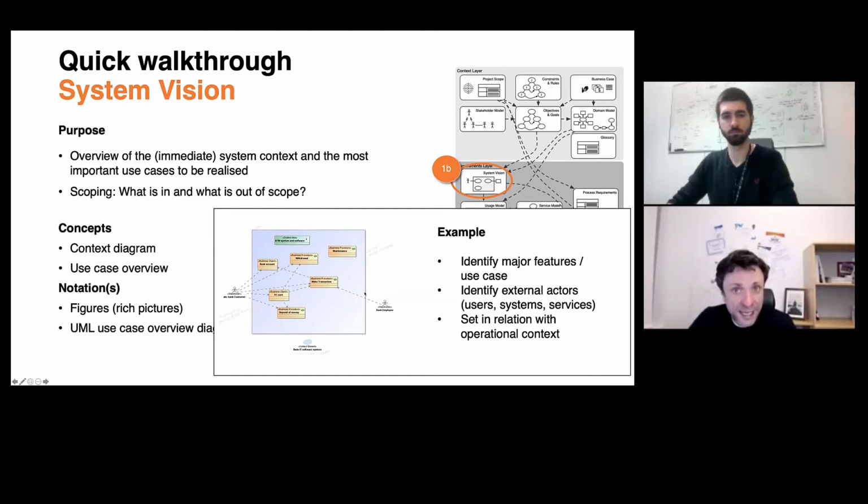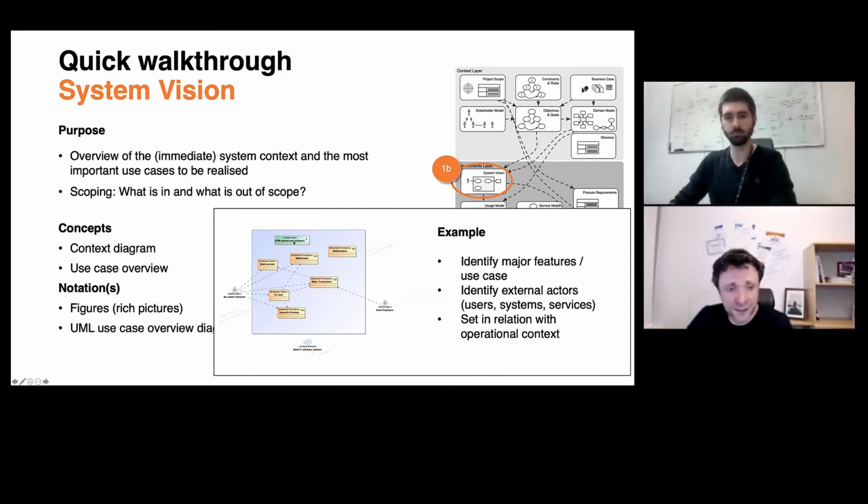It can be actors in the form of human beings. It can be actors in the form of external software systems. And I outline key features that I want to provide with my future software system, some of which are in direct relation to my external operational context, others maybe not.